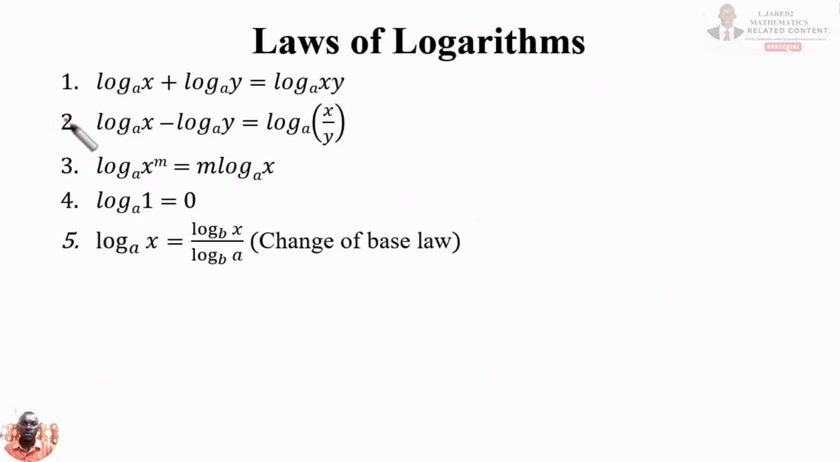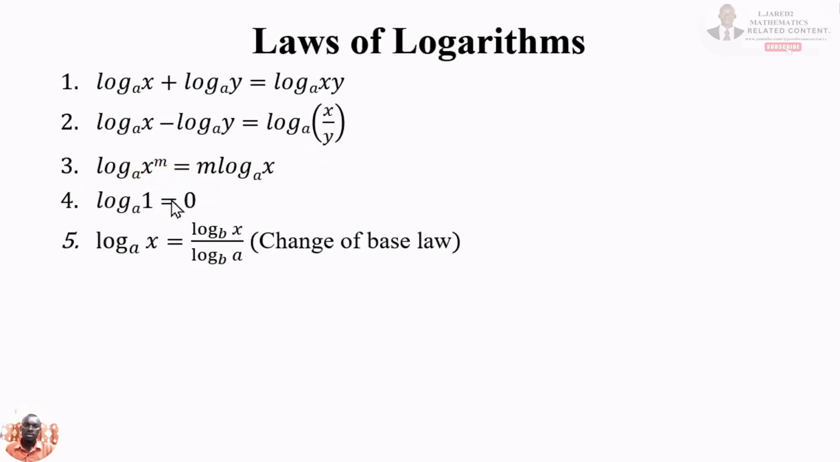So, we can proceed now by talking of the laws of logarithms. And in here, we have 5 of them. We have listed them from number 1 to number 5. We have law number 1, log of x to base a plus log of y to base a is the same as log of xy to base a. Then number 2, we have log of x to base a minus log of y to base a, the same as having log of x divided by y to base a.